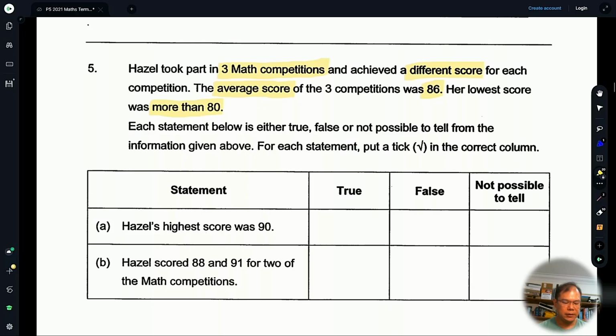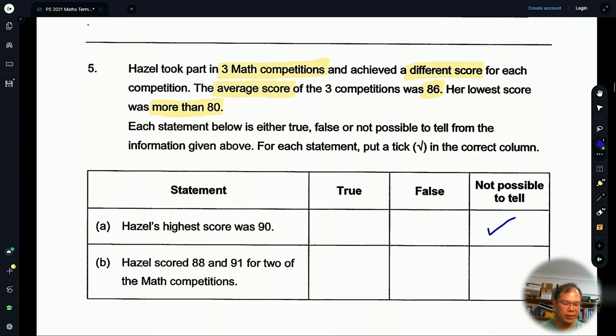Now, statement A, Hazel's highest score was 90. Now it is possible, but is it definitely true? Or do you have enough information to tell that her highest score was 90? Now we don't know the highest score for the maths competition because it's not given, right? And her lowest score is more than 80. Now in this case, the highest score was 90. It could be true, it could be false. So in this case, we will say that it's not possible to tell.